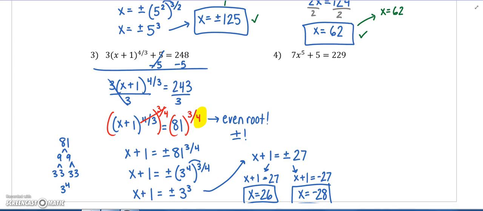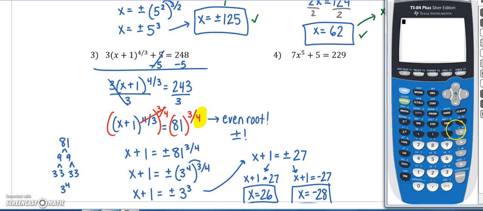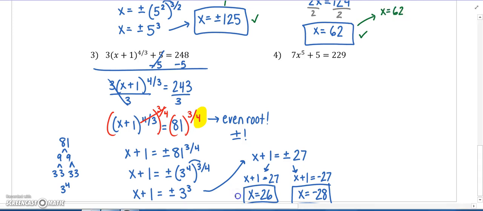Alright, and now I'm going to check these. And remember, two separate answers, so check each one of them. So we've got 3 parentheses, 26, plus 1, close the parentheses, caret to the 4/3, move over, plus 5. And this should equal 248 if we did it right. Awesome. So this one checks out.